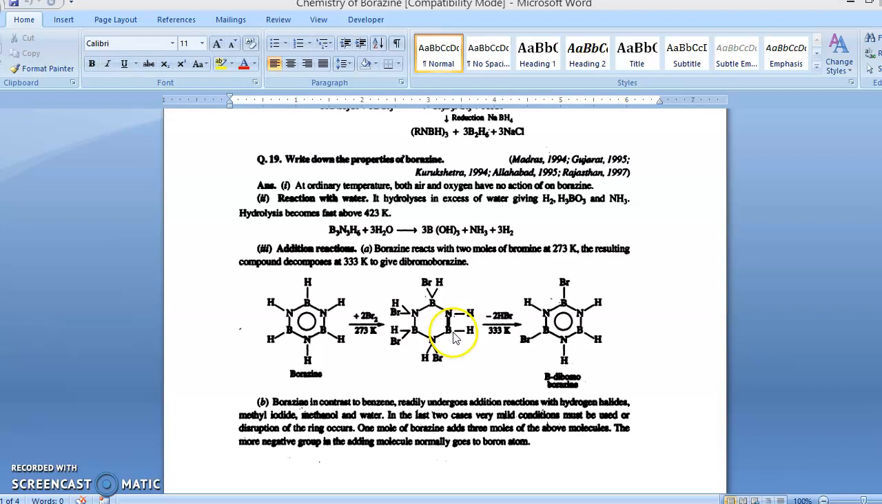Now, I think this structure is wrong. Here you have to add another 2 bromine on this nitrogen and this bromine. Then further, if you heat this compound, it will provide dibromoborazine.